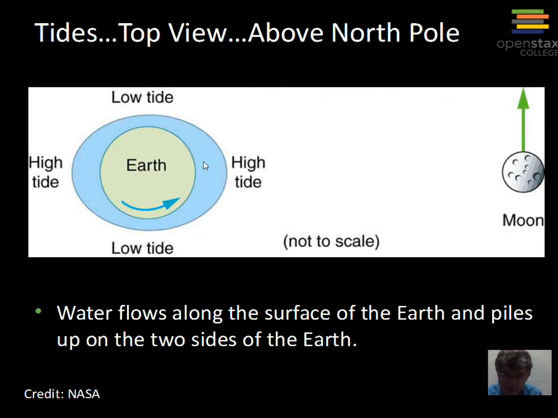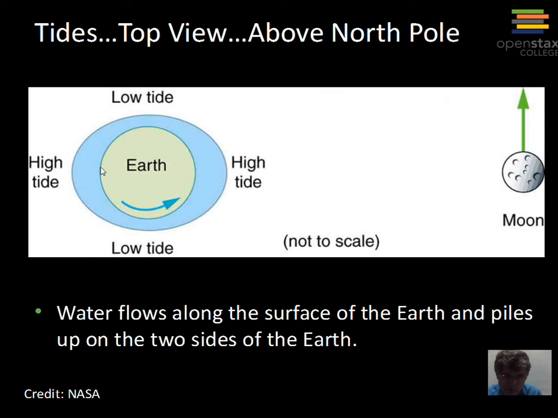This is a very simplified model. It does not have continents in it. The narrowing of the ocean bed and so forth has a major influence on the strength of the high tide, how many feet above average sea level it is. But this is the general concept. There will be a high tide in between the Earth and the moon.